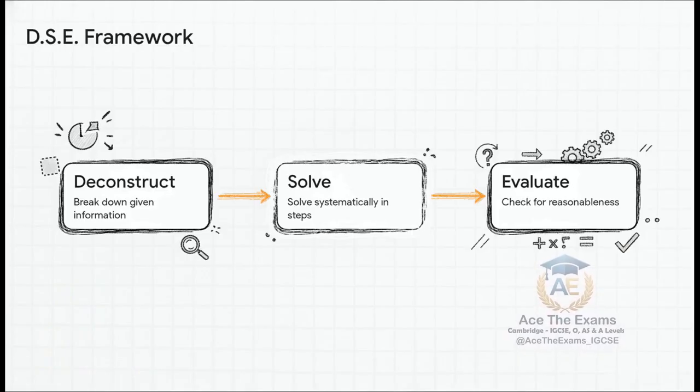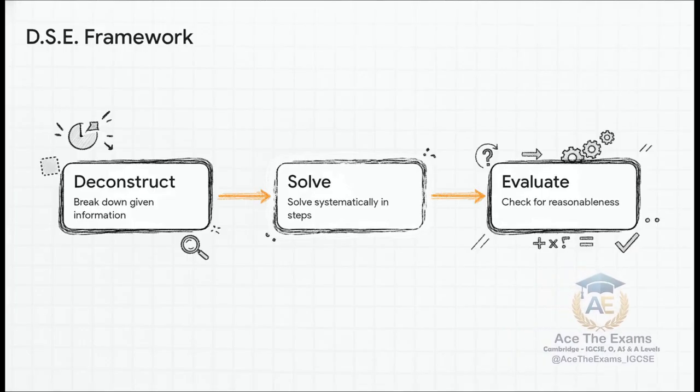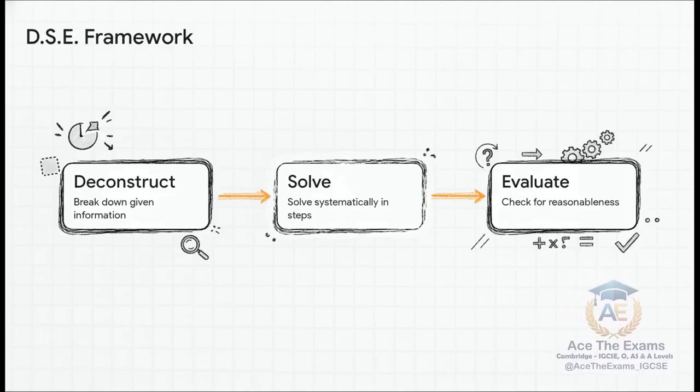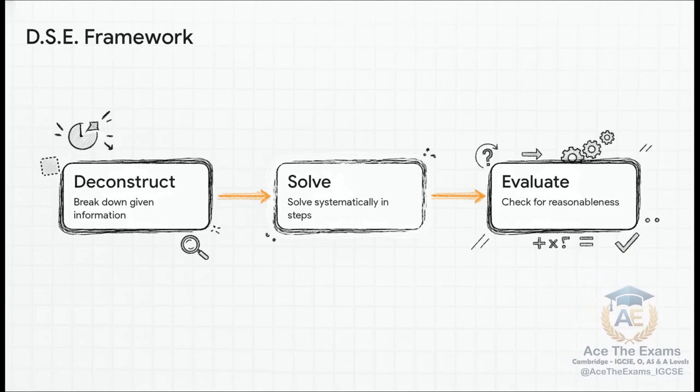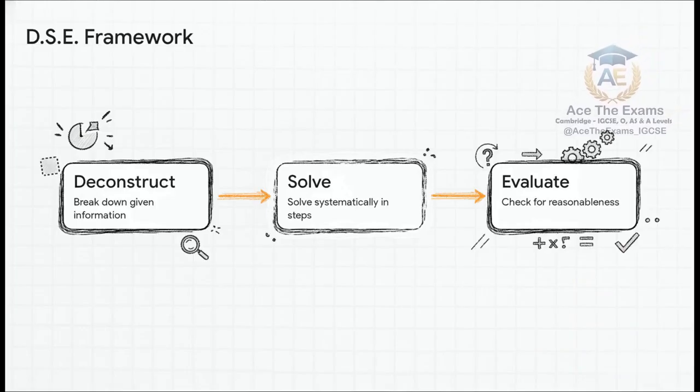Remember, Cambridge math exams are heavily weighted toward method. Even if you make a tiny arithmetic error right at the very end, maybe you drop a negative sign under pressure, demonstrating this precise DSE process proves to the examiner that your underlying physics and mathematics logic is sound. They will still award you the vast majority of the marks. Let's see how this transforms a standard answer.